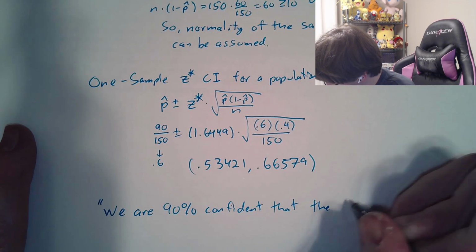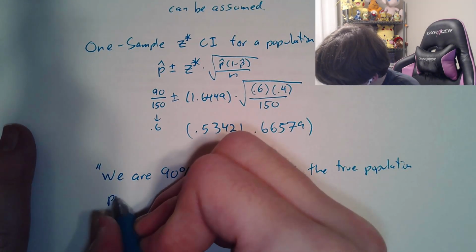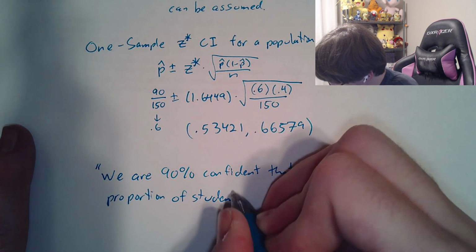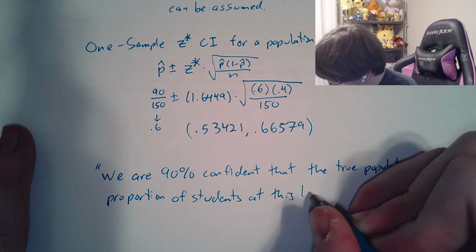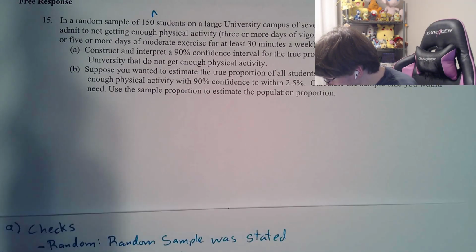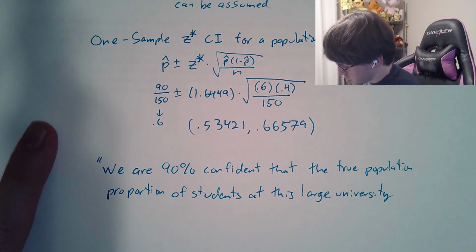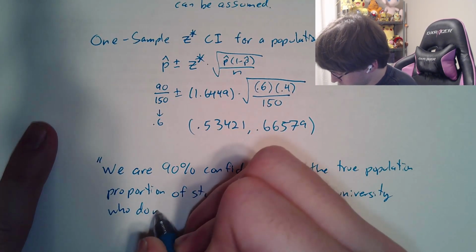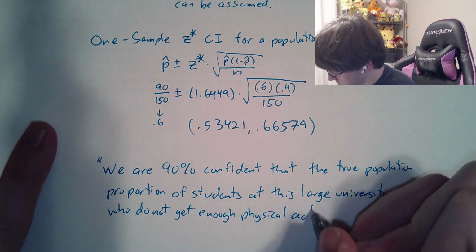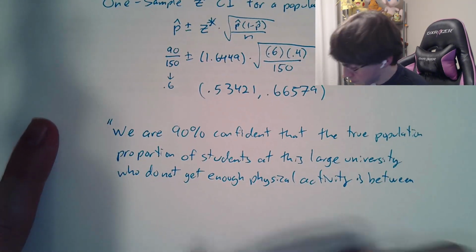that the true population proportion of students at this large university who do not get enough physical activity is between, and then you state the two numbers one more time.